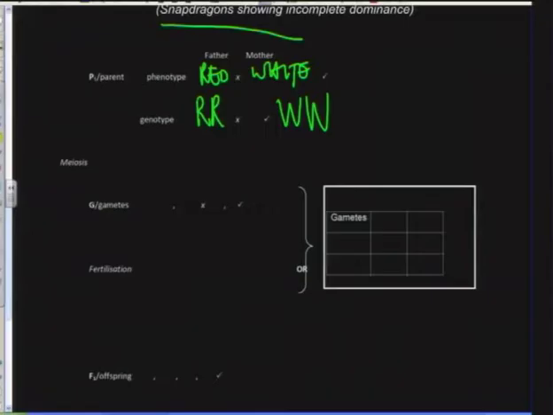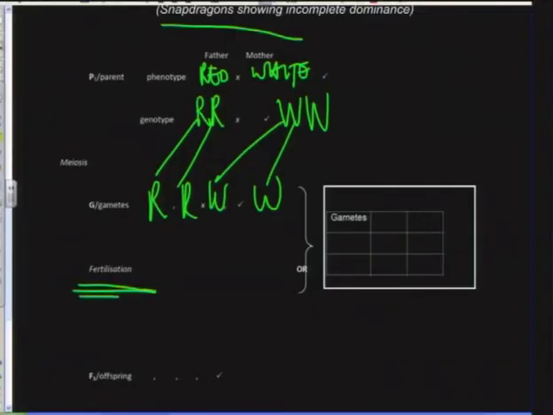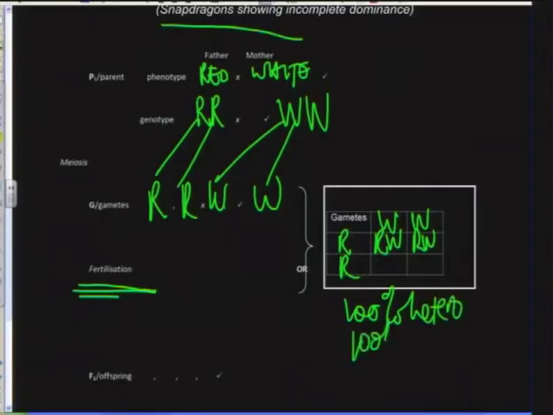So there's your genotype coming out there, and meiosis takes place, and the gametes would be R, R, W, W, separated. All we're saying is that meiosis separates these guys. And when we use a Punnett square, we write the word fertilization here. Here we will put R, R, W, W, R, W, R, W, and so on. They're all going to be RW. And therefore, our individuals will be 100% hetero and 100% pink.